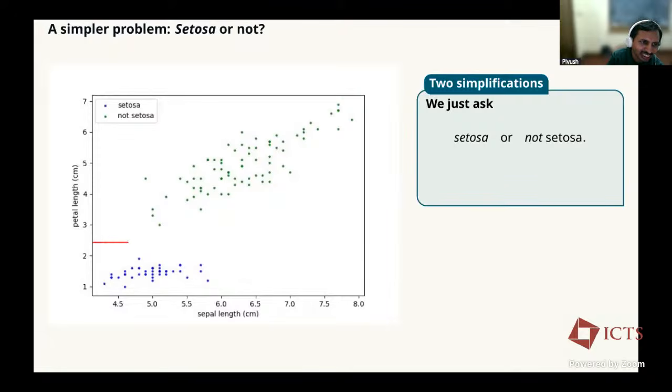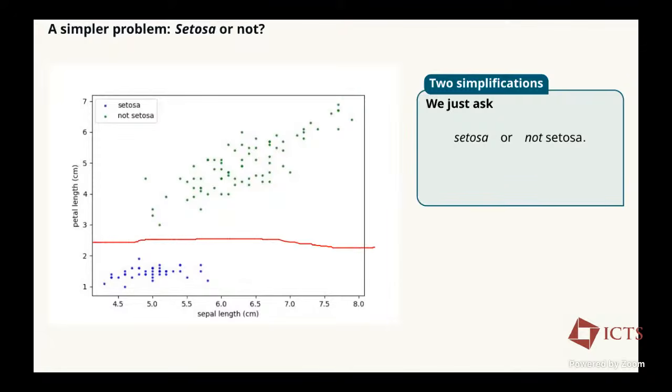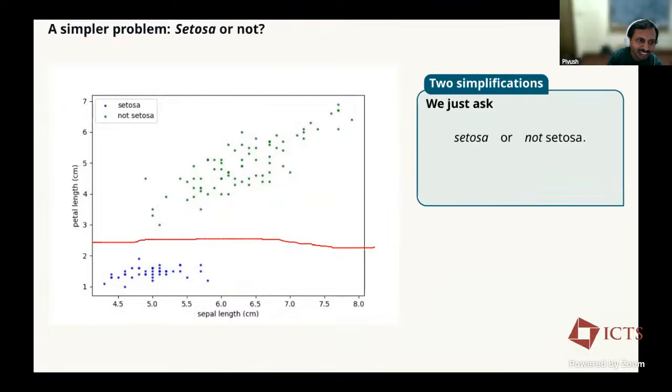Like you will draw this line, right? And you say everything above this line is not setosa, everything below this line is setosa. That's what we would like our machine to do. The machine cannot see this picture, or it can in some way, but somehow it has to find some such line that separates the two.